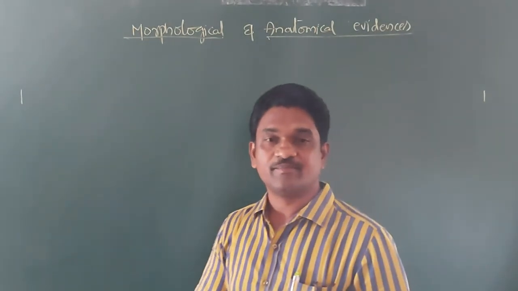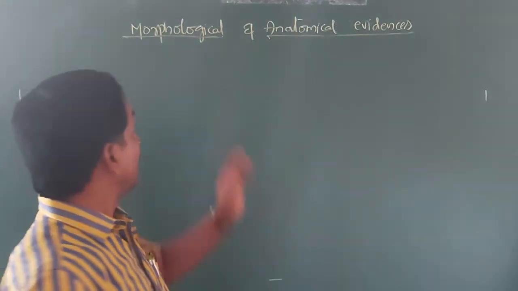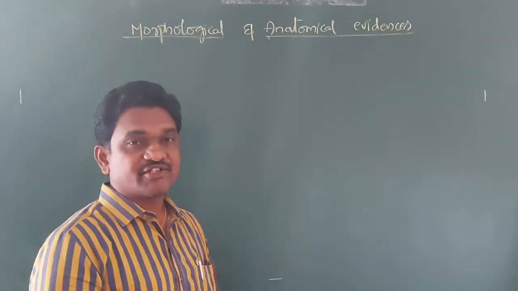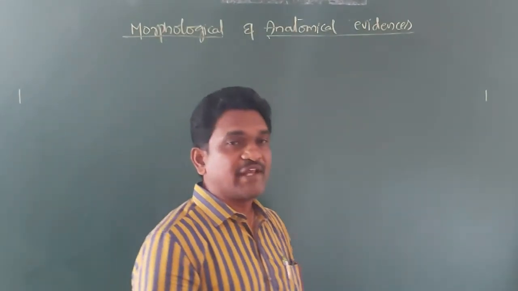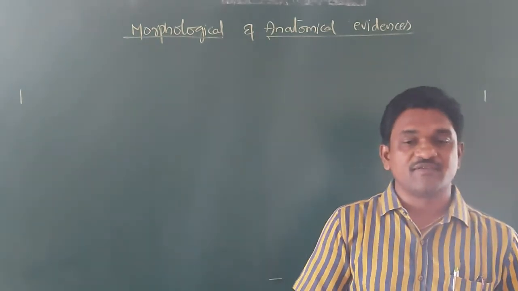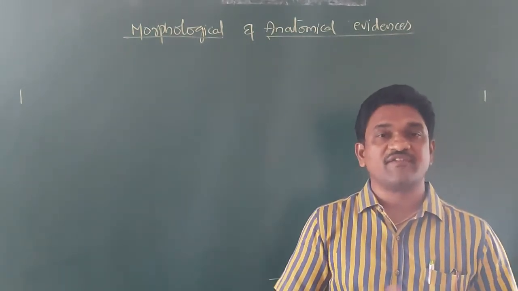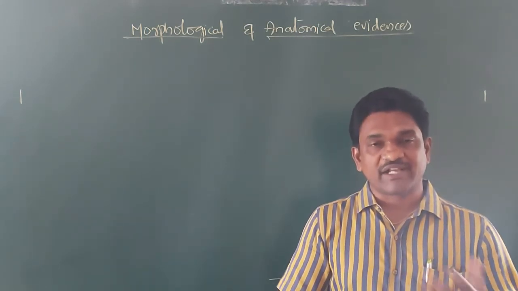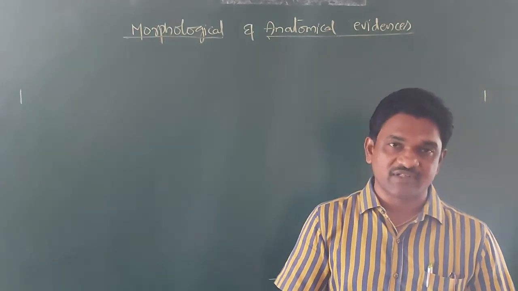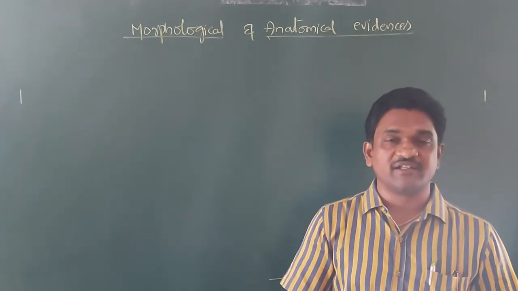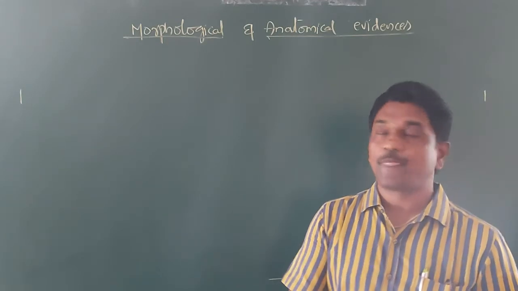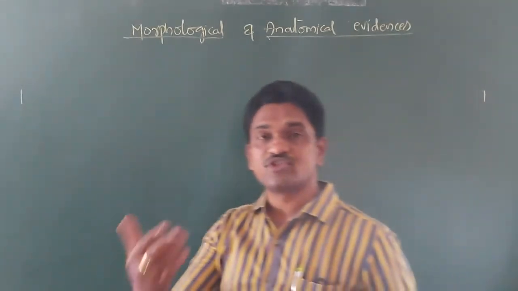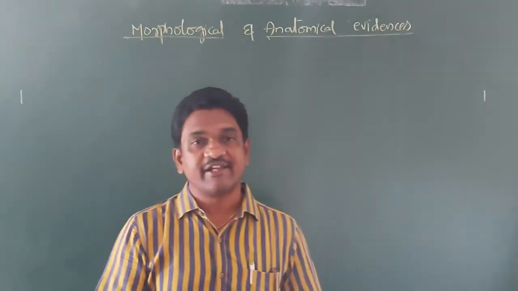In this video session, I discuss the morphological and anatomical evidences. In the previous session, we talked about paleontological evidences, meaning fossil evidences: how fossil evidences indicate evolution of organisms, types of fossils, and aging of fossils. All those concepts were completed in the last video. In this video, we discuss morphological and anatomical evidences to support that the process of evolution has indeed occurred.